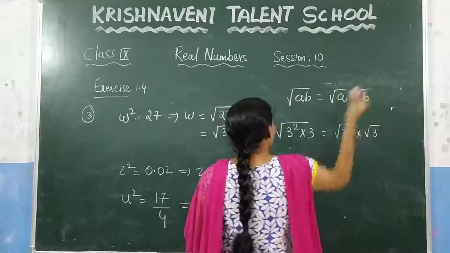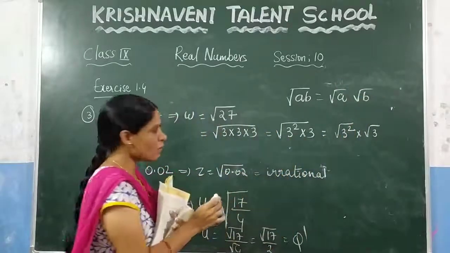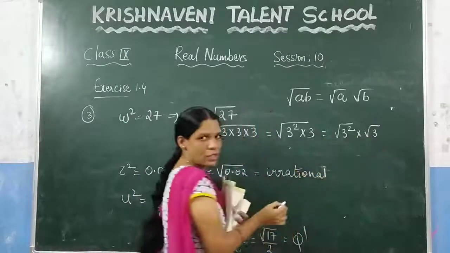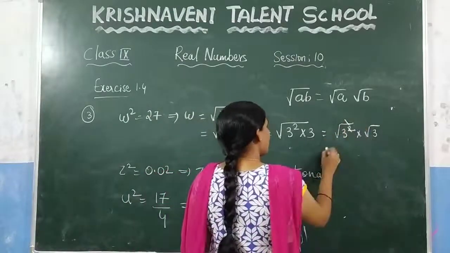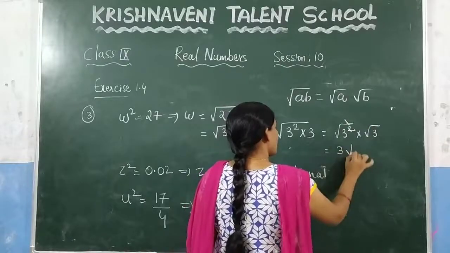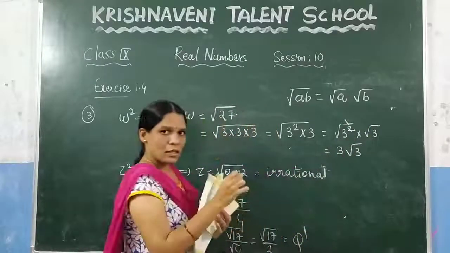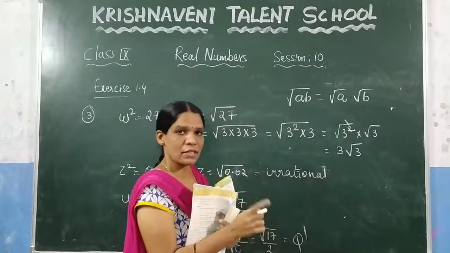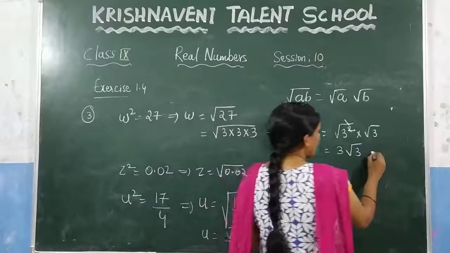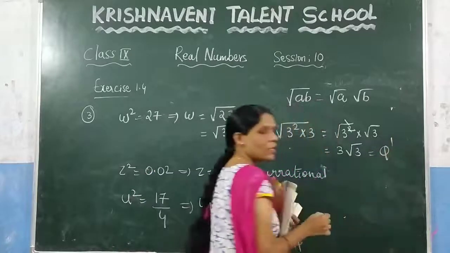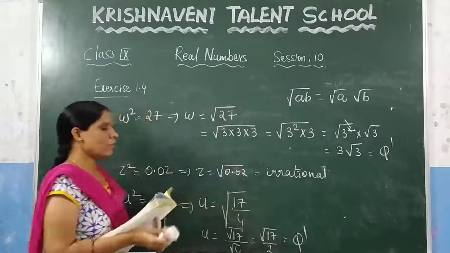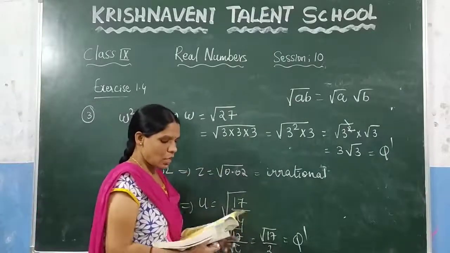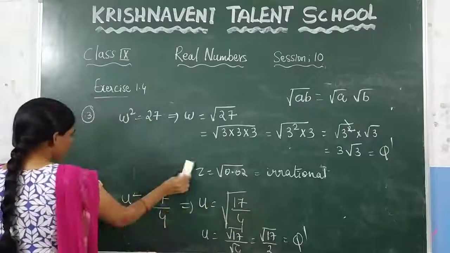a into root b. The same thing we have applied here. Root 3 square into 3, which is nothing but root 3 square into root 3. Now this square and this root will get cancelled. Here 3 will be there, and here root 3 will be there. Again, this is a rational and this is an irrational number. If one is rational and the other is irrational, by our conclusion we can say that it is an irrational number, whatever operation we take there. Here multiplication is there. Now see the last question, t power 4.